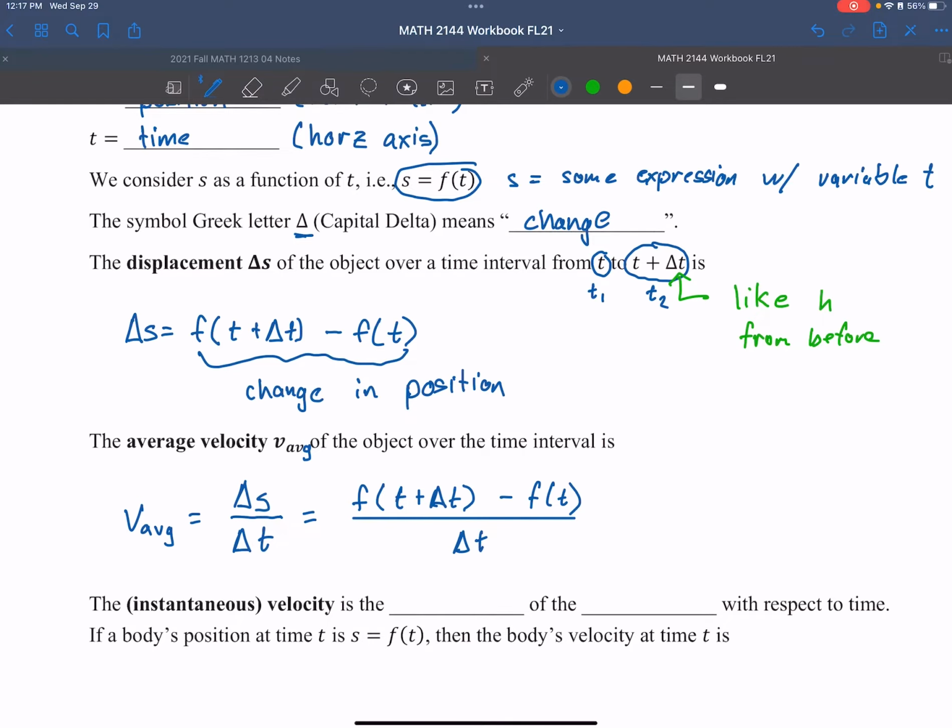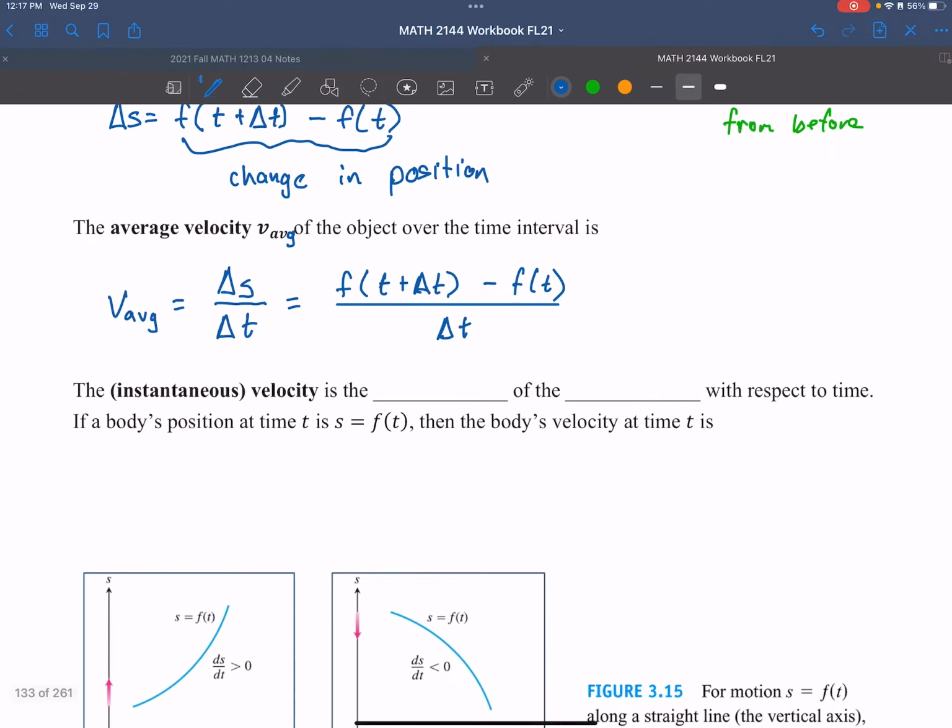So the instantaneous velocity, and I have the word instantaneous in parentheses here because if it's not specified, you assume it's going to be instantaneous from here on out, is the derivative of the position with respect to time. So if a body's position at time t is given by some function of t, s equal to some function of t, then the body's velocity at time t is going to be some velocity function, taking t as an input.